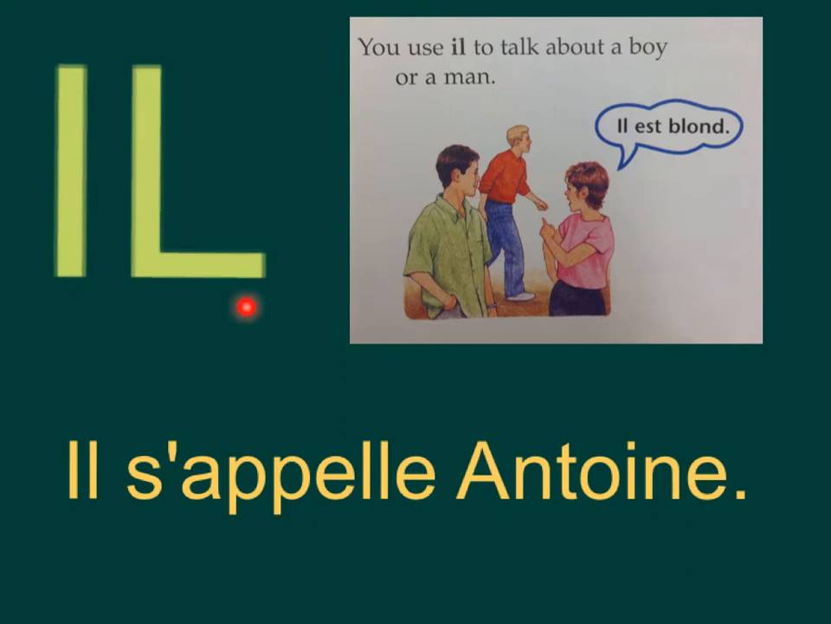Next we have il. Il you'll use when you talk about a boy or a man. Okay, so you can see in this picture, they're talking to each other, but they're talking about this person over here, and they're saying, il est blond, he's blonde, okay? And you've seen il before in il s'appelle, his name is, il s'appelle.